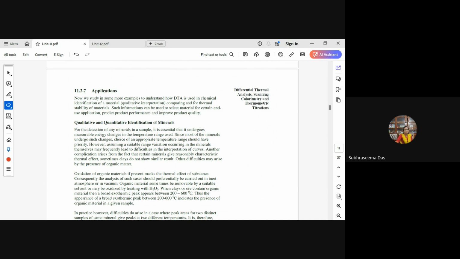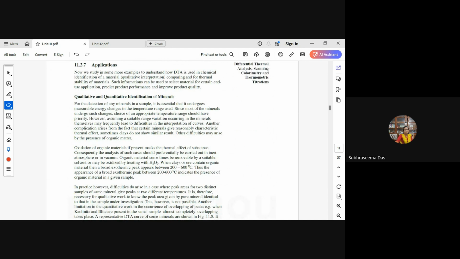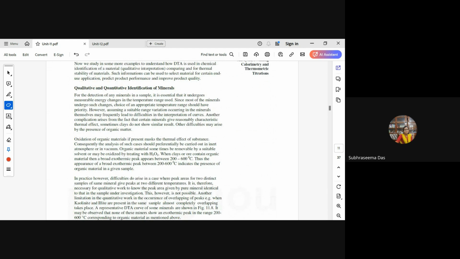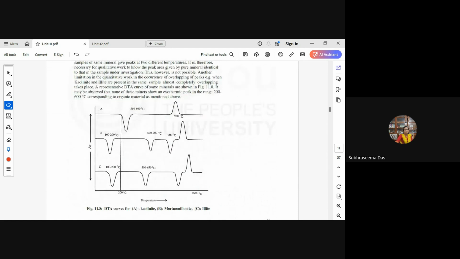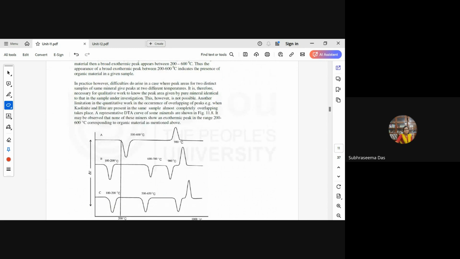For the detection of any minerals in a sample, it is very important that we understand the energy changes occurring inside the mineral. Oxidation, reduction and other reactions happen during thermochemistry, when temperature is changed or when heat is applied to the substance. If we plot the DTA graph, we can find out the exact changes happening at the exact temperature. However, we often encounter certain difficulties during the measurement process, but DTA still remains a very helpful technique.